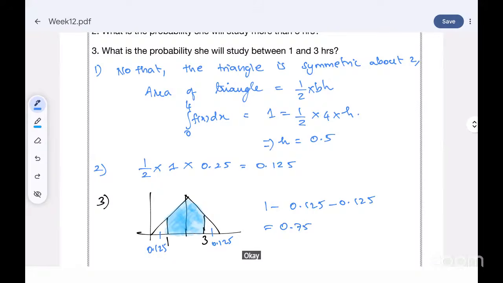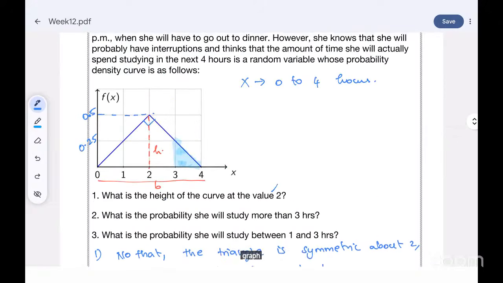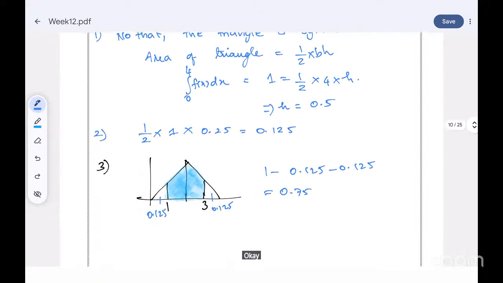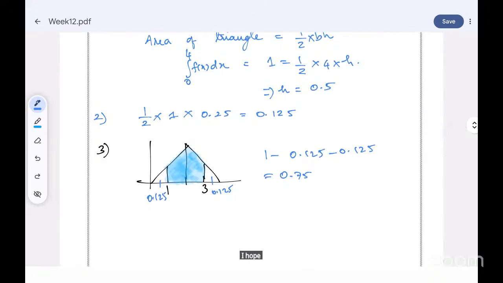Okay. Right. So this is again something based on the graph you are having here. Okay. So based on the graph, this is the observation we have. So this problem, I hope it is clear for everyone. Shall we move to the next one? Yes, madam. Okay.